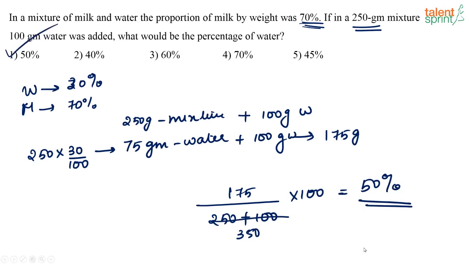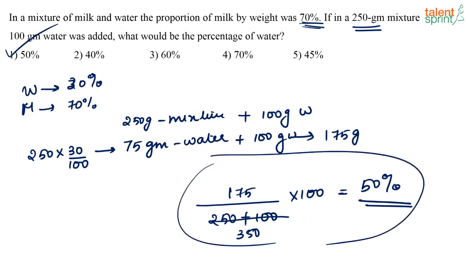Very, very easy questions these are. Just this is the only step that you need to arrive at the answer, nothing else. Because all these other calculations you can do in your mind, right? 30% of 250. What is 10% of 250? 25. So 25 into 3, 75. So earlier the mixture 250 grams has 75 grams of water in it. Now I am adding 100 grams of water to it. So totally now I have 175 grams of water in the mixture. And totally I have 350 grams of the mixture. Directly you can get the answer.